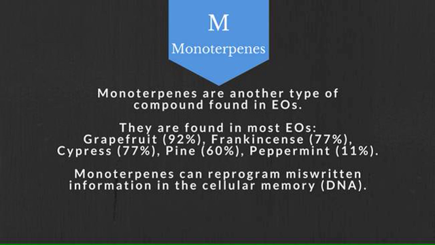92% of grapefruit is monoterpene, 77% of frankincense. Cypress has 77% as well. Then we have pine that's also high, and peppermint has 11% monoterpenes.